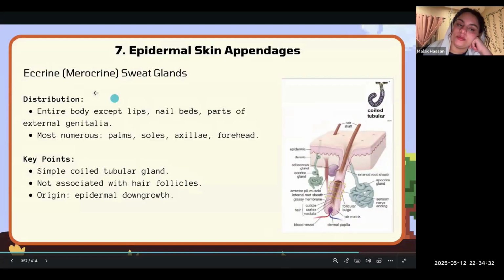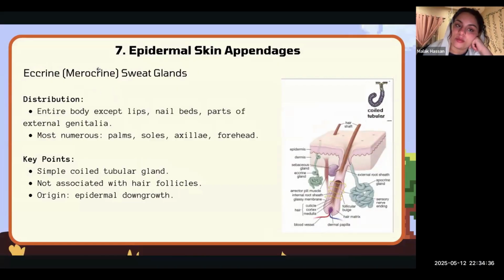Now, eccrine glands, also called merocrine sweat glands, they are found in the entire body except for the lips, the nail beds, the parts of the external genitalia, and the most numerous places they are in the palms, the soles, the axilla, and the forehead. And what are they? They are simple coiled tubular glands, so they're kind of like a snake, and they're not associated with hair follicles, and they come from the epidermal downgrowth.